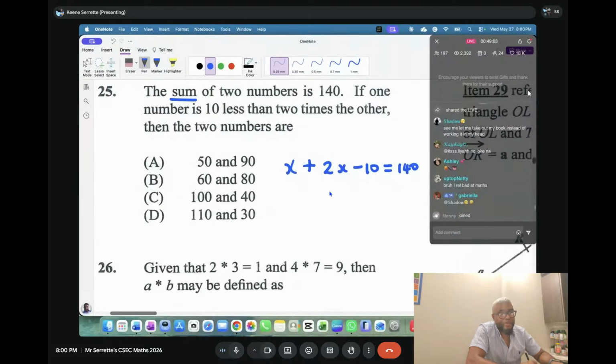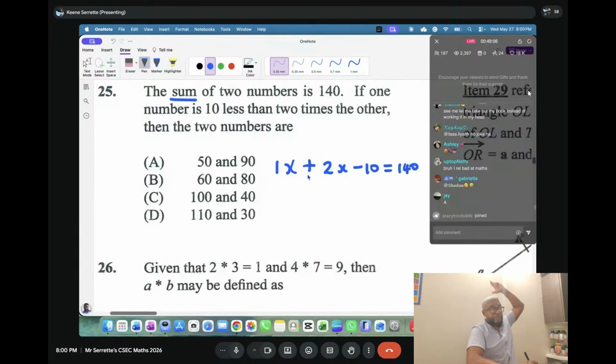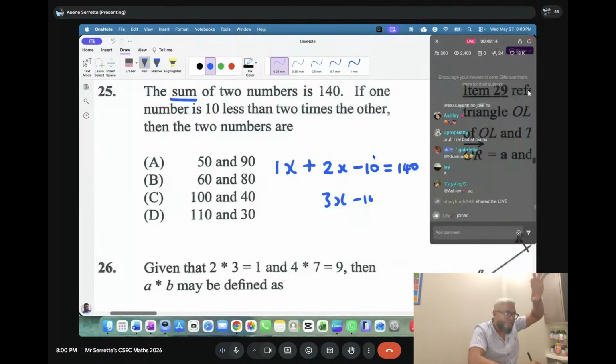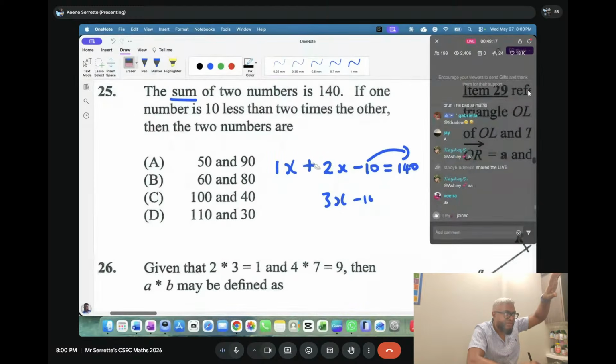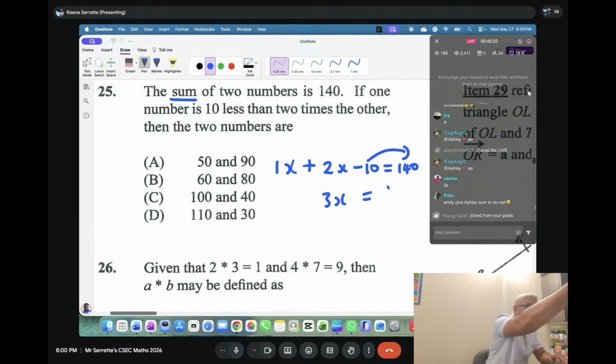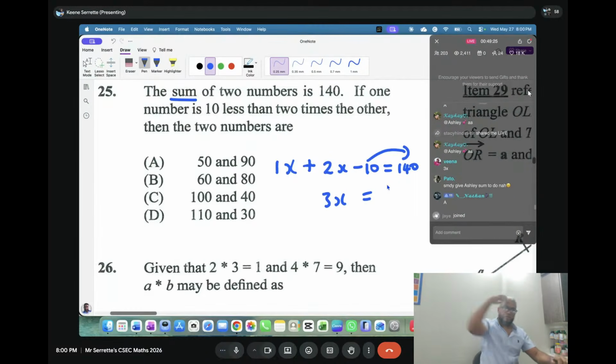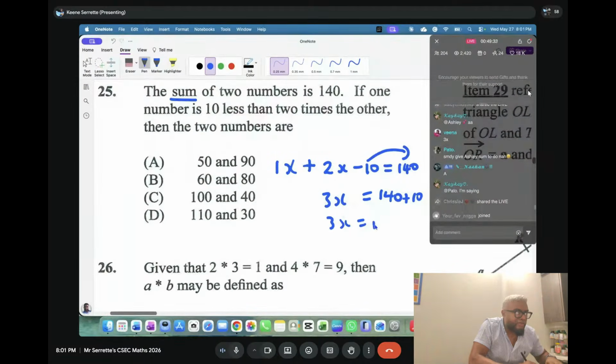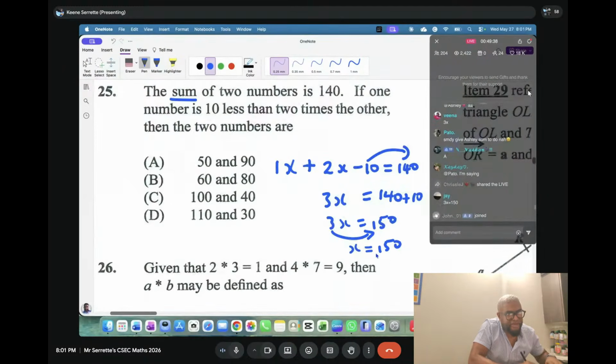What are we doing here? 1x plus 2x is 3x. So this will be 140 plus 10. 3x will be equal to 150. Carry the 3 here, x will be equal to 150 divided by 3. So x, which will be the first number, will be 50.